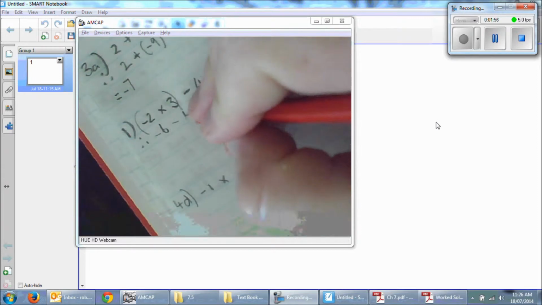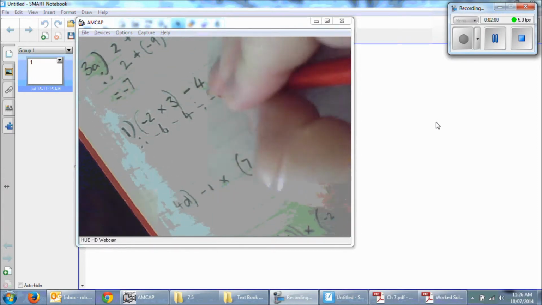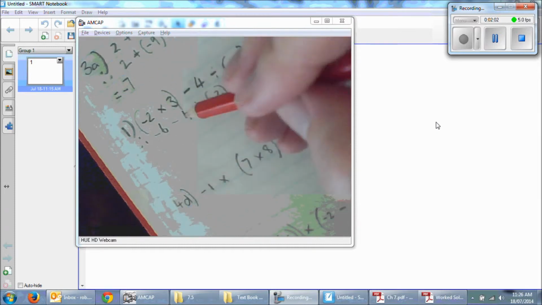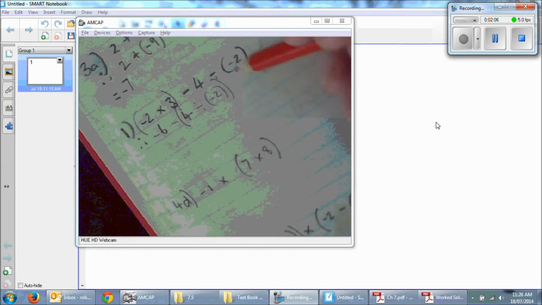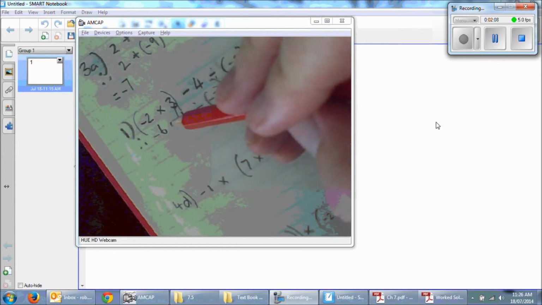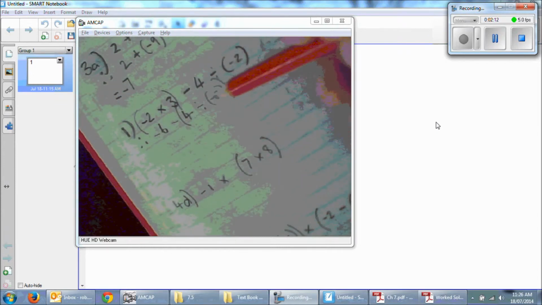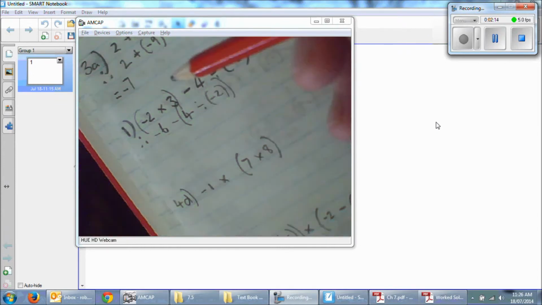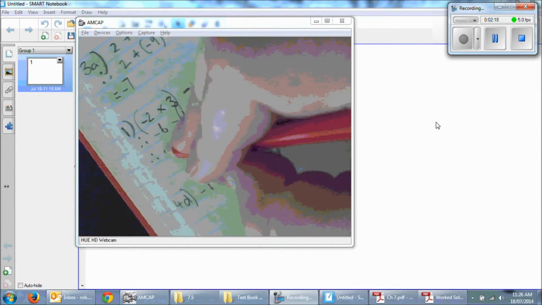Take away 4 divided by negative 2. So here, this is the next thing that we need to do. Okay, because whatever happens here, we're going to take it away from negative 6. So 4 divided by 2 is 2, and we have a positive and a negative. So that means we end up with negative 2.